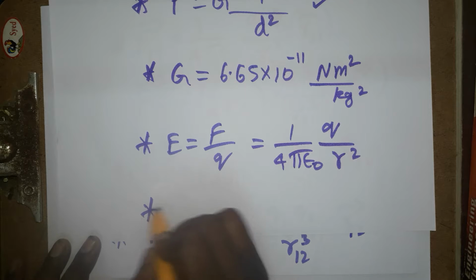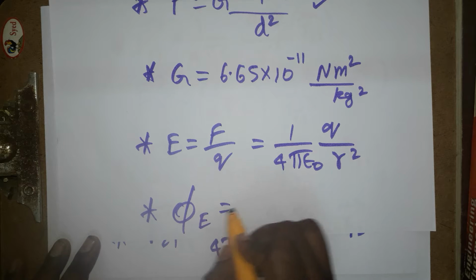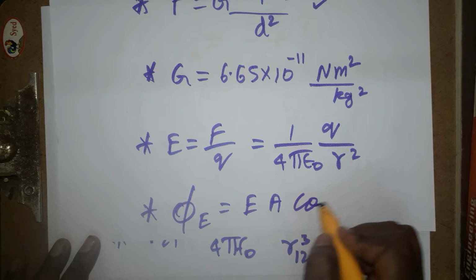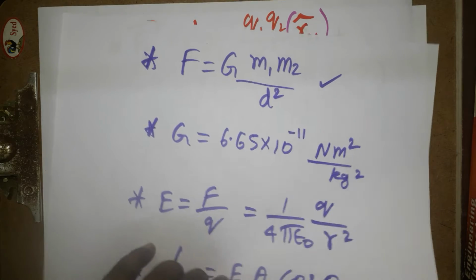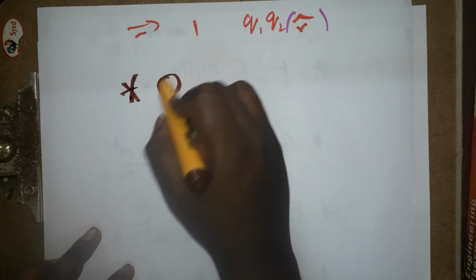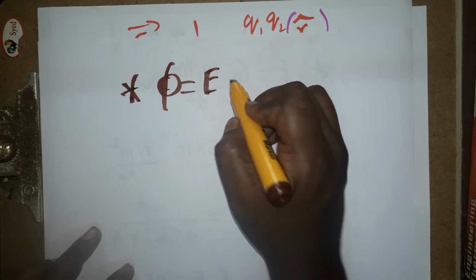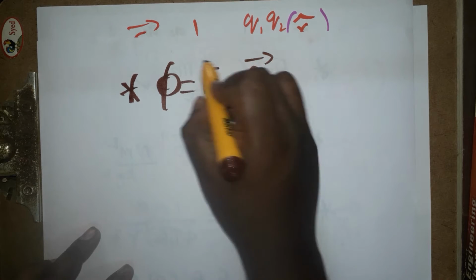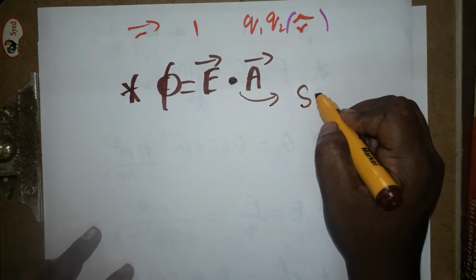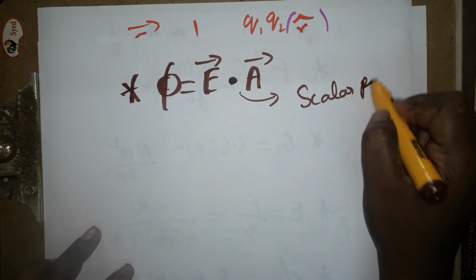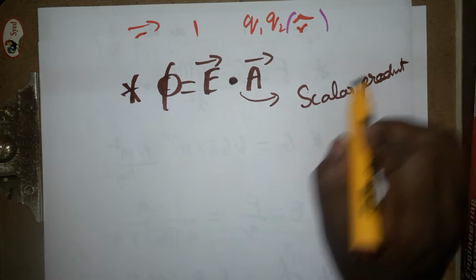Another formula, electric flux. Electric flux is equal to electric field into area cos theta. This is how we take electric flux. Electric flux is a scalar quantity, and you need to know that explanation also. Flux is equal to electric field dot area. Whenever you get cos theta, you can write it as a dot product. Dot product is the scalar product.